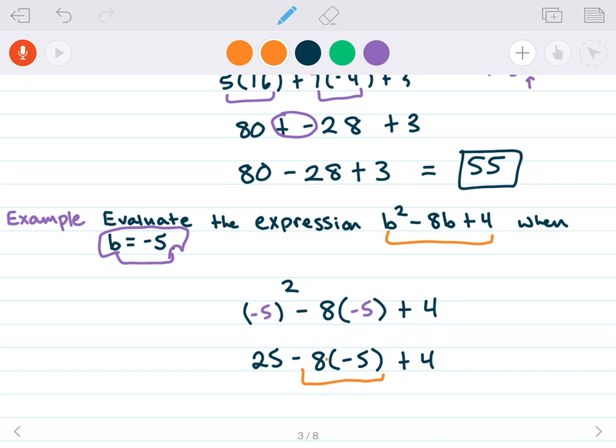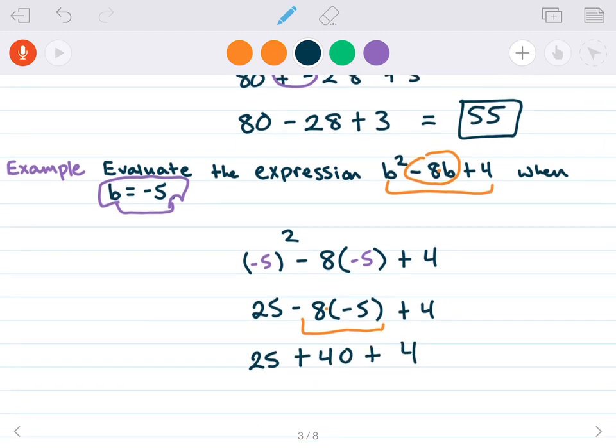And because I substituted in, whenever I substitute something in, I want to make sure that there's parentheses there. We can also look at it up here. Before we substituted, we had -8 times b. So -8 times -5 is going to give us a positive 40, so I'm going to put a positive 40 down there. Now I just add from left to right. And I get 69.